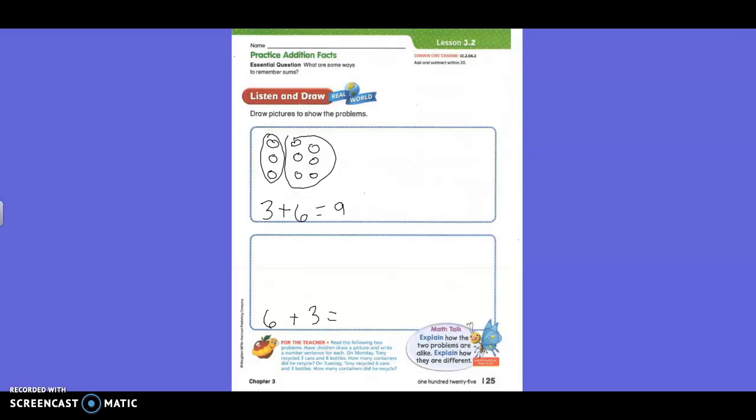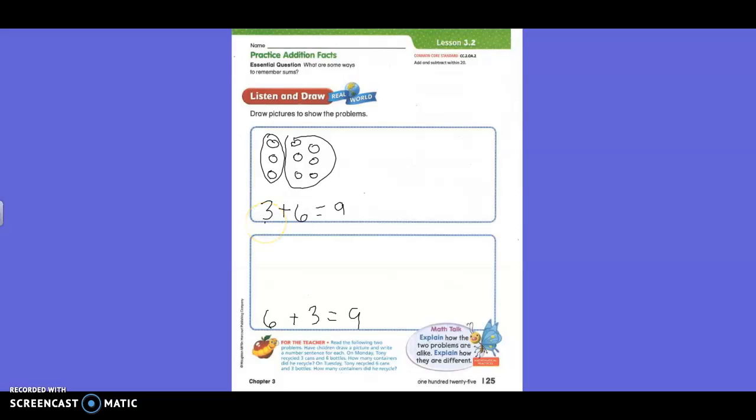Am I going too fast for some of you? What does that equal? 9. That's a little weird. What's the same about these problems? What's the same, Lena? There, you just switched it around. You just put 3 plus 6 and then 6 plus 3. We switched around. These numbers are called addends. Okay? We switched around the addends.